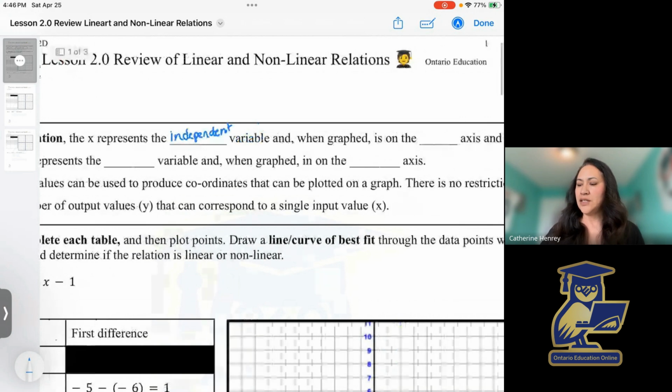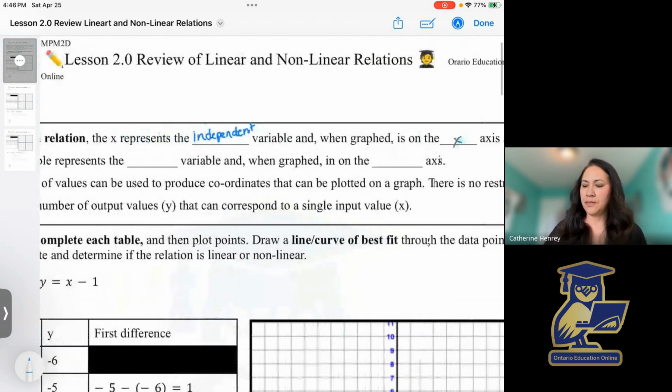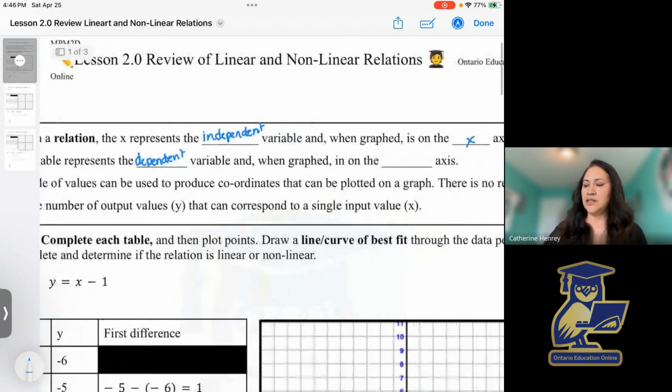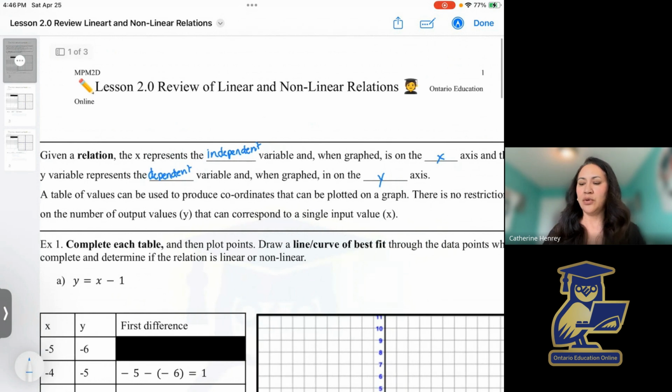And when graphed, it's on the x-axis. And the y variable represents the dependent variable, and this variable is graphed on the y-axis. So a table of values can be used to produce coordinates that can be plotted on a graph. There's no restrictions on the number of outputs or y values that can correspond to a single input or x value.